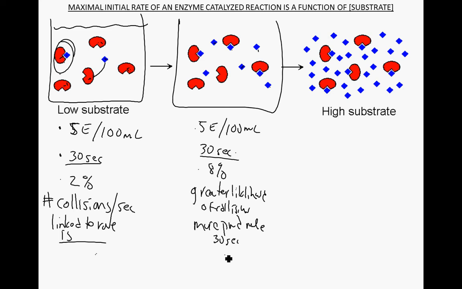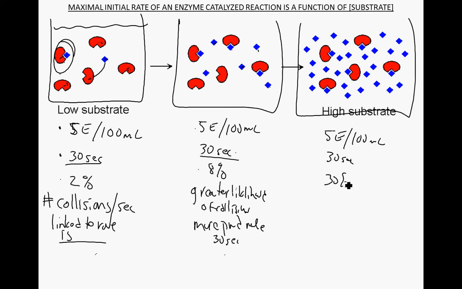So what if I keep jacking up the substrate concentration? Now over here, I still have my 5 enzymes per 100 milliliters, so the same concentration of enzyme. That's constant, the same 30-second time period here. But now I have 2, 4, 6, 8, 10, 12, 14, 16, 18, I don't know, this is somewhere around, say, 30% substrate. Well, what's happening here? I still got these 5 enzymes. So what's the likelihood that an enzyme collides with a substrate?